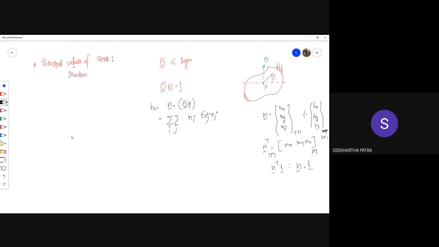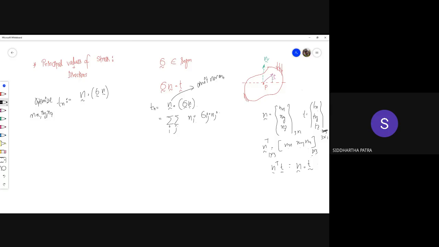Now let's say I want to optimize, minimize or maximize, this quantity with respect to n, or nx, ny, nz. So I want to adjust these three variables. This quantity, summation over i, or rather n dot sigma times n, is what I'm trying to make the largest.